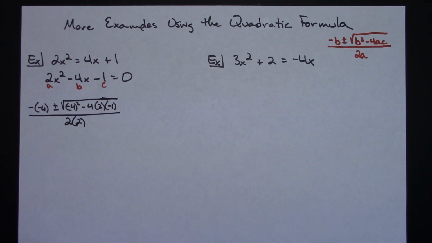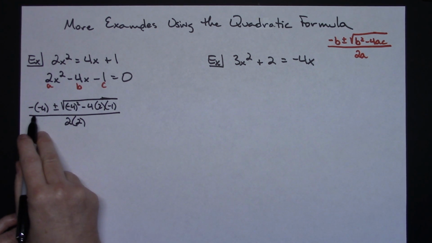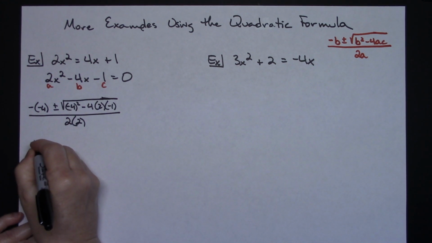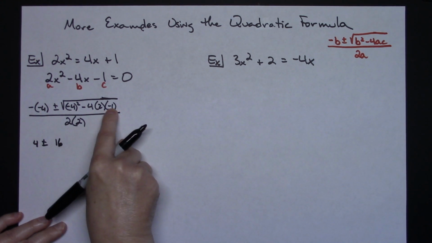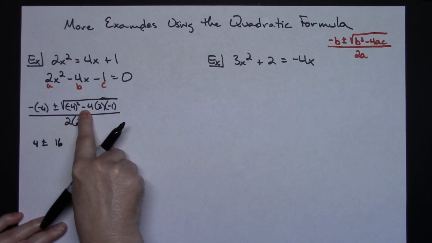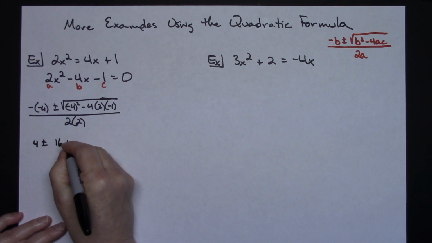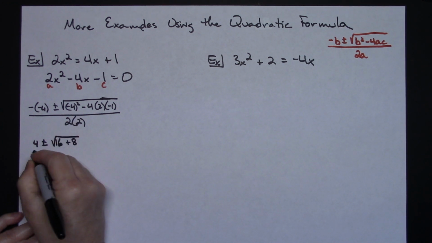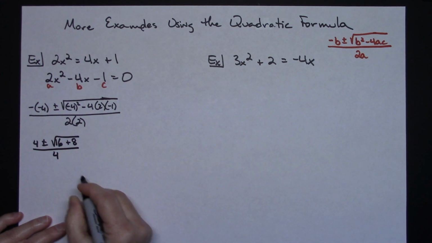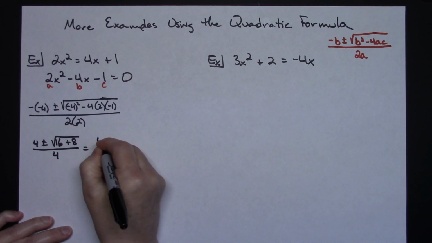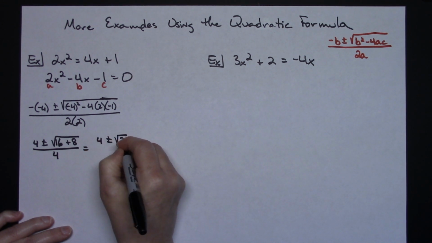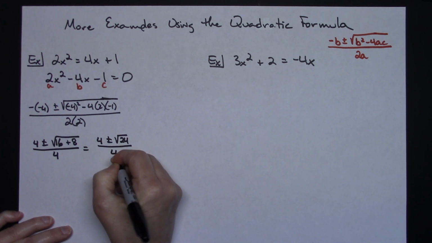I usually do recommend for my students to do that first step and just plug things in. Try not to do any math in your head initially. Here, negative times negative is going to give me a positive 4. We'll have the plus or minus. Negative 4 squared is going to give me a 16 underneath there. This will give me a negative 8 plus this negative that's in front, which is really going to be a plus 8 right there, and then it's all over 4 on the bottom. Adding underneath there, 16 and 8 is going to give me 24. So I'm going to have 4 plus or minus the square root of 24 all over 4.